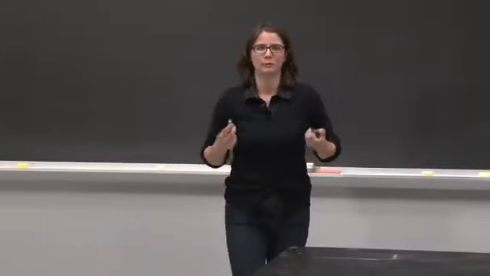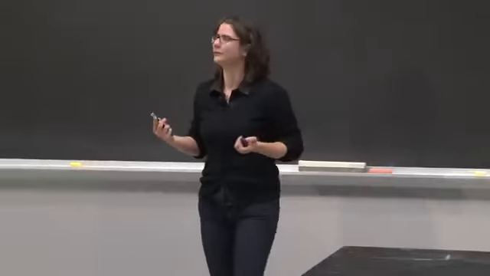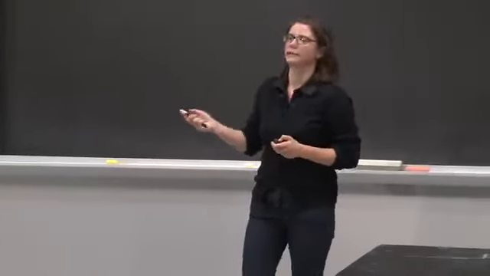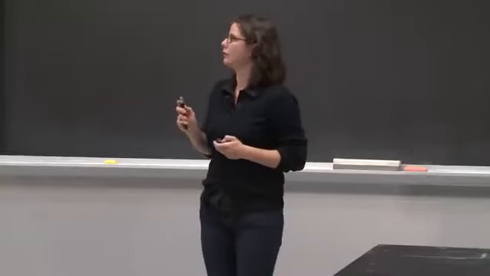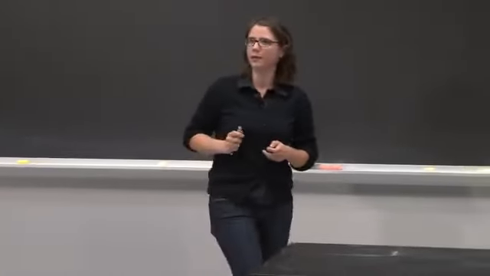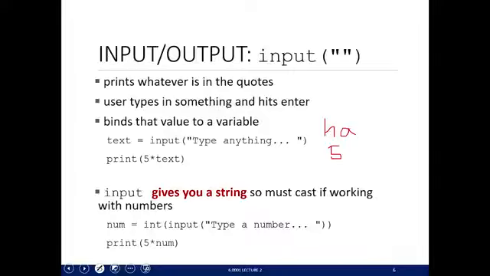Oftentimes, you don't want to work with numbers as strings. You want to work with numbers as numbers, so you have to cast. We learned that last lecture. You cast by just putting in this little bit right in front of the input, and you can cast it to whatever type you want. Here I cast it to an int, but you can also cast to a float if you want to work with floats. That converts whatever the user typed in, as long as it's some number that Python knows how to convert, into the number itself.